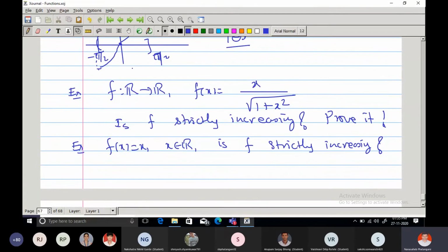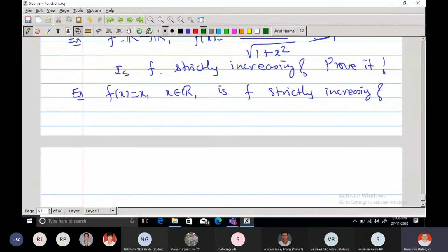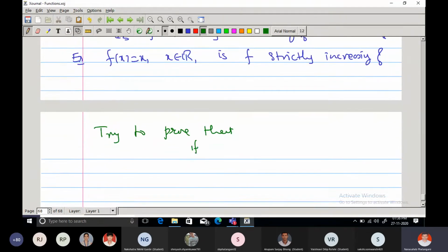because if you see the graph is like this. Anyway, it is going to increase, but you should prove that. So what you should prove? Try to prove that if a is less than b, then a upon 1 plus a square is less than b upon 1 plus b square. This is the inequality for real numbers. Try to prove it. If you are able to prove, then we can say that the function is strictly increasing.